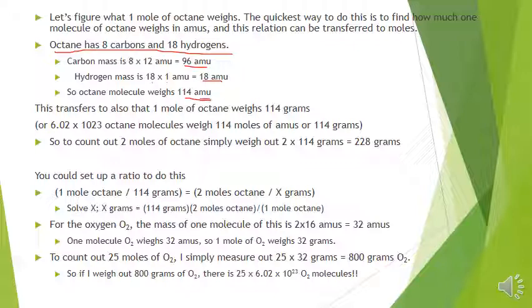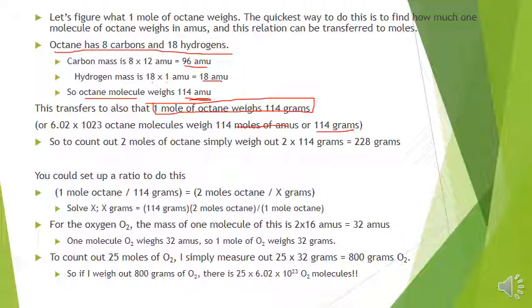And what we found is if you know how much 1 molecule or atom weighs in AMUs, you know how much 1 mole weighs in grams. So I know that 1 mole of octane weighs 114 grams. So if I want to count out 1 mole, or 6.02 times 10 to the 23rd molecules of octane, I'd have to weigh out 114 grams.